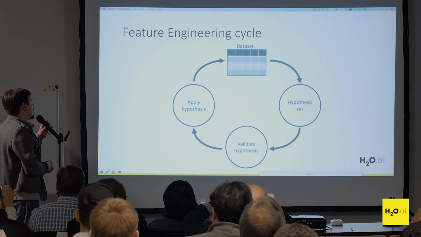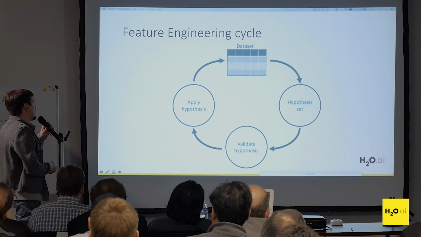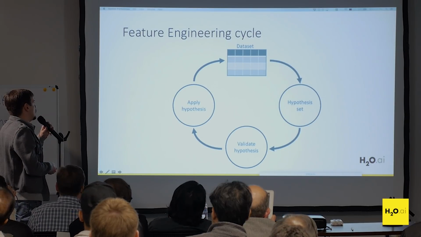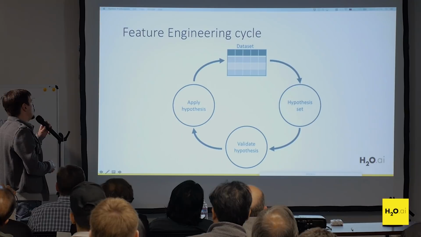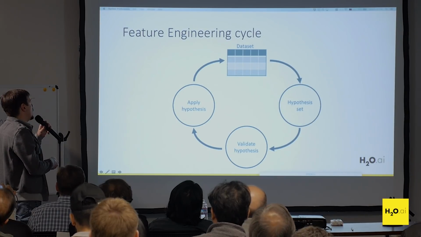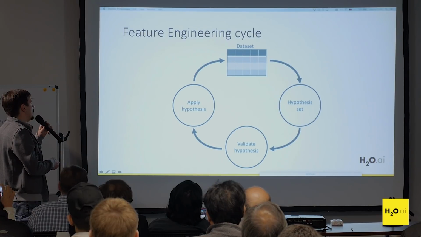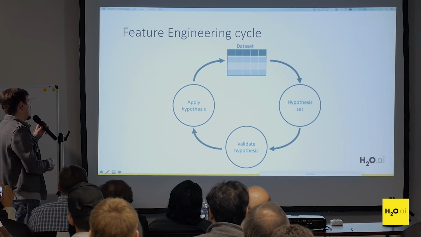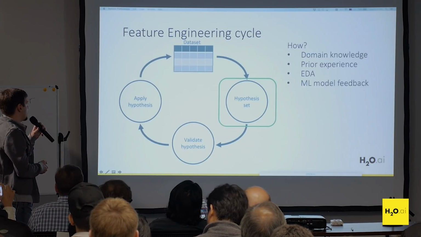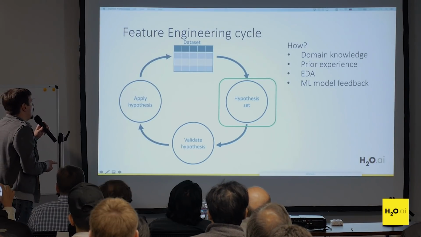So basically, that's the feature engineering cycle. You have a data set, you have a hypothesis to test, you validate this hypothesis, you create new features based on the existing ones, and you repeat this process over and over again in pursuit of building a better model.